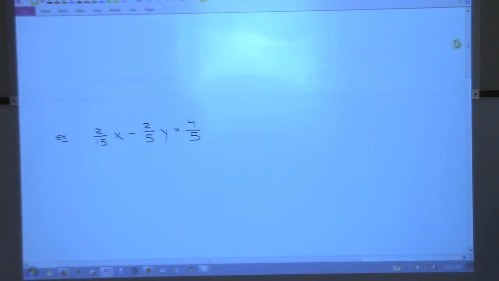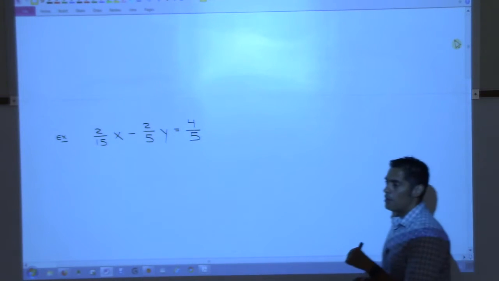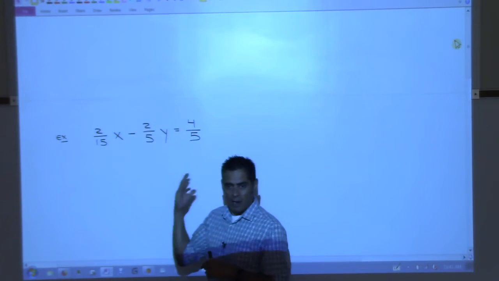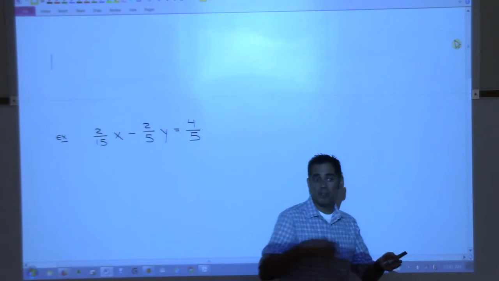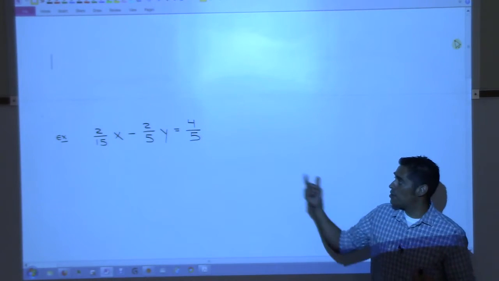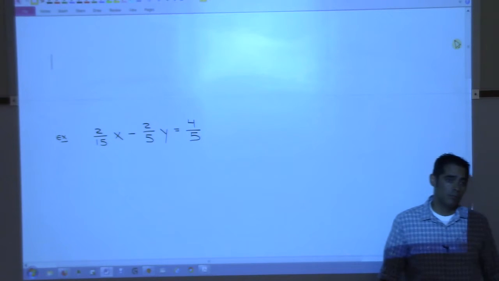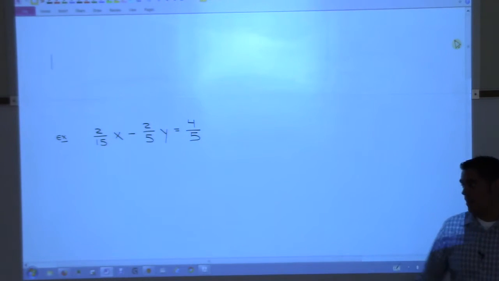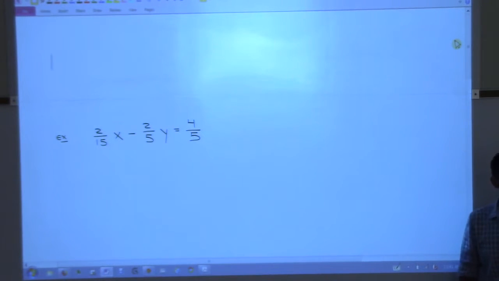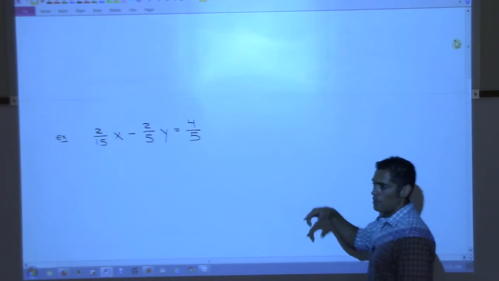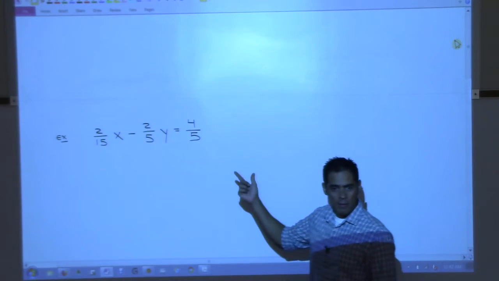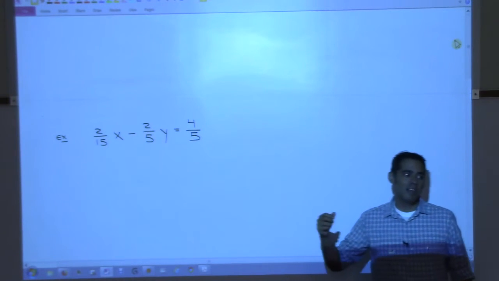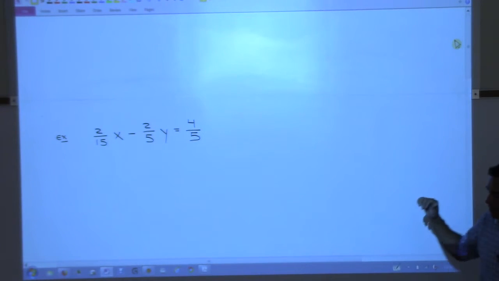So what would you rather do here? Would you rather replace x with 0 and figure out what y is, and then replace y with 0 and figure out what x is, or would you rather solve this for y? It's your choice. I don't care. Does anyone prefer replacing x with 0 and figuring out what y is over solving for y? Let's take a vote, since all of you are so vocal.